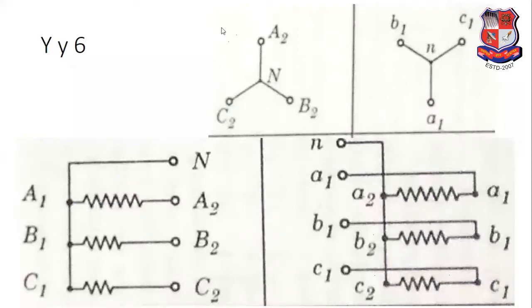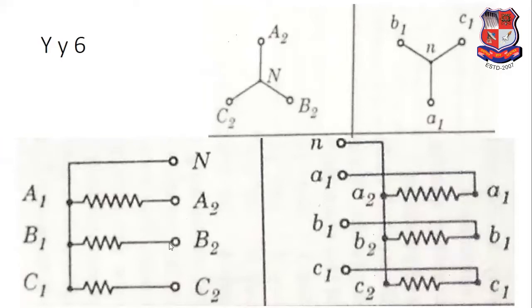Now, the next type of connection is YY6. YY6 means HV is connected in star, LV is connected in star, and the phase displacement is 6. 6 means 180 degrees. Okay. So you can see that first on HV, A2, B2, C2, we give as an input. The opposite ends A1, B1, C1 are connected to a common point, that is the neutral.